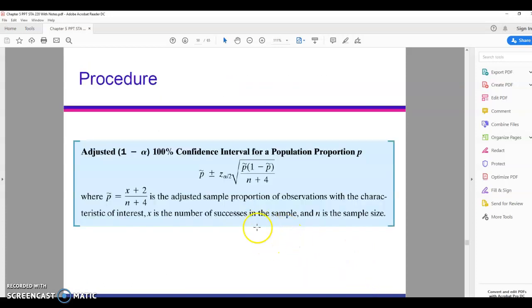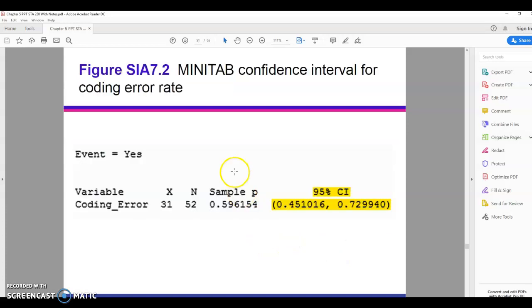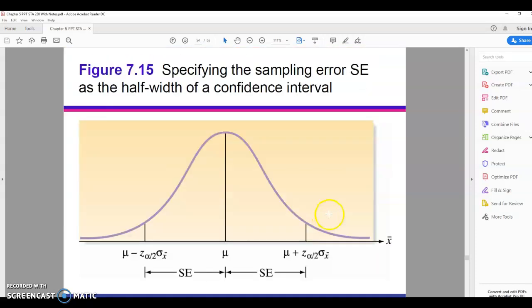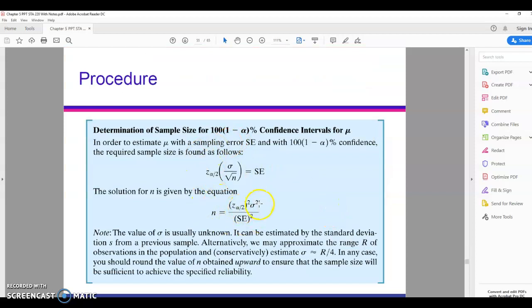So again, you can see all of the formulas, you can see everything that you might need. Section 5.5 is on determining the sample size, and you get a couple of different formulas on being able to estimate a sample size depending on the information that you have. So you'll have a couple of questions that ask you to use the sample size formula.